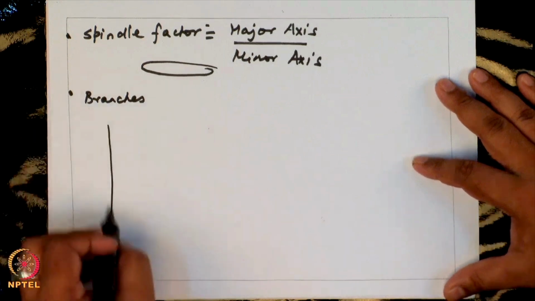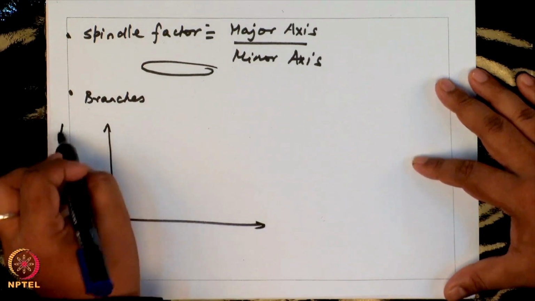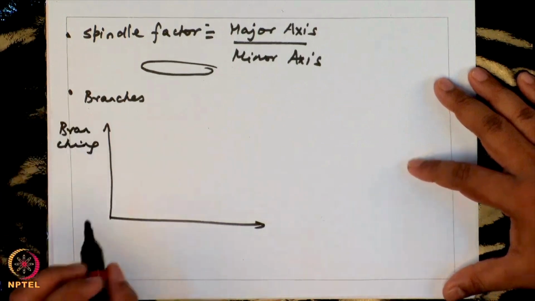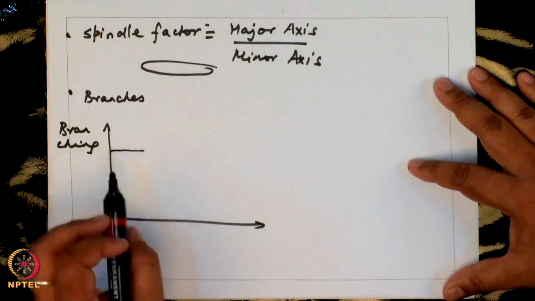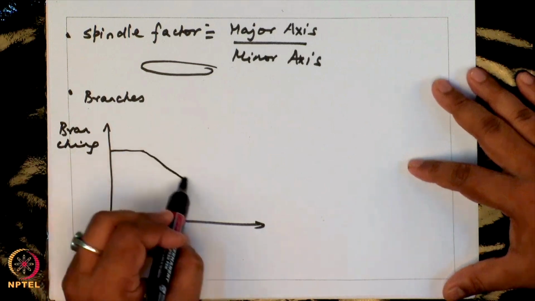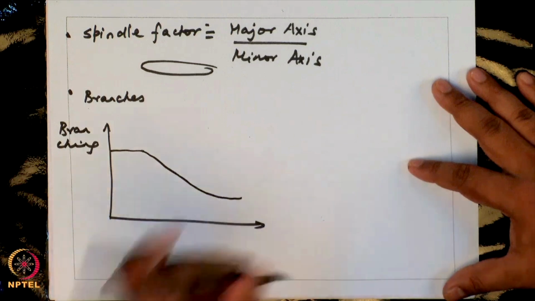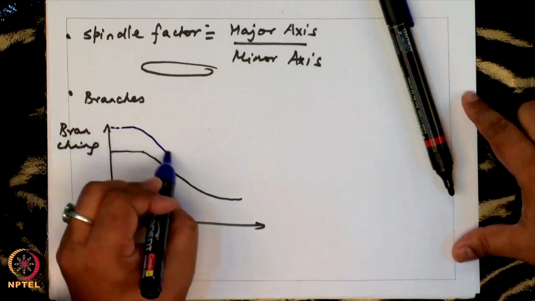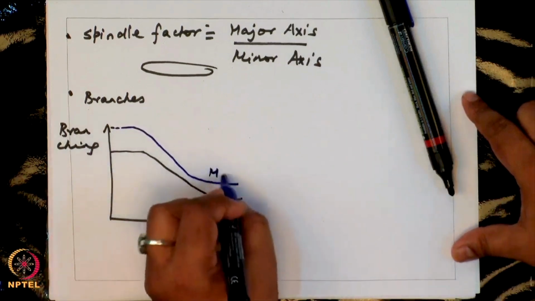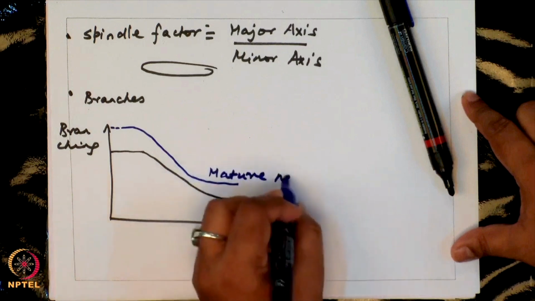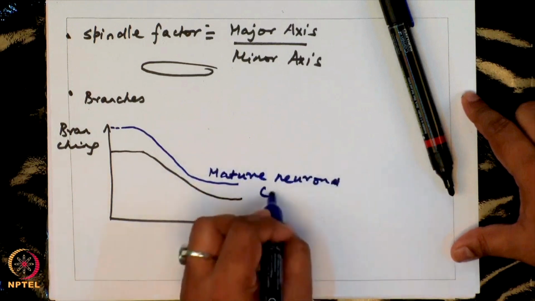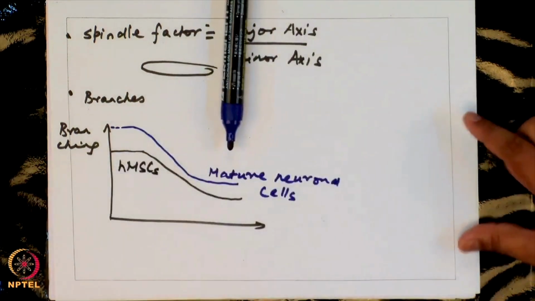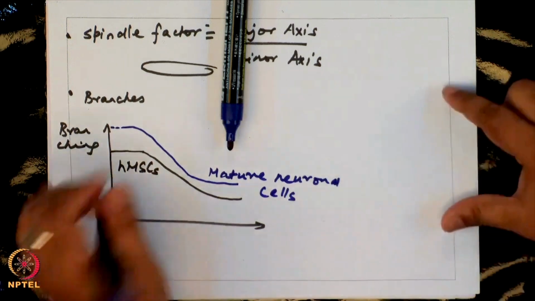Okay. So, what they found was, in terms of branching, you had the maximum branching on the soft surfaces and then there was a drop. They observed the identical behavior with neurons, mature neurons. Okay. So, this is mature neuronal cells. These are your HMSCs. Okay. So, you had maximum branching on the softest surface.